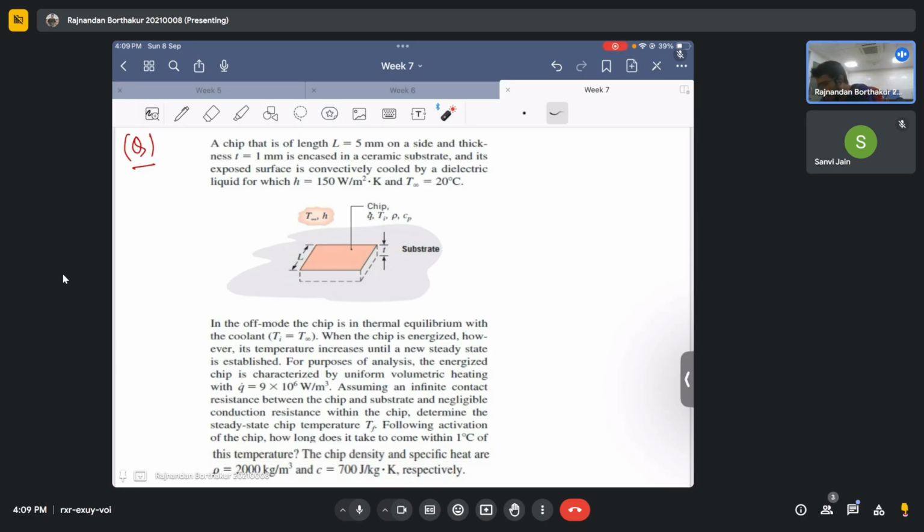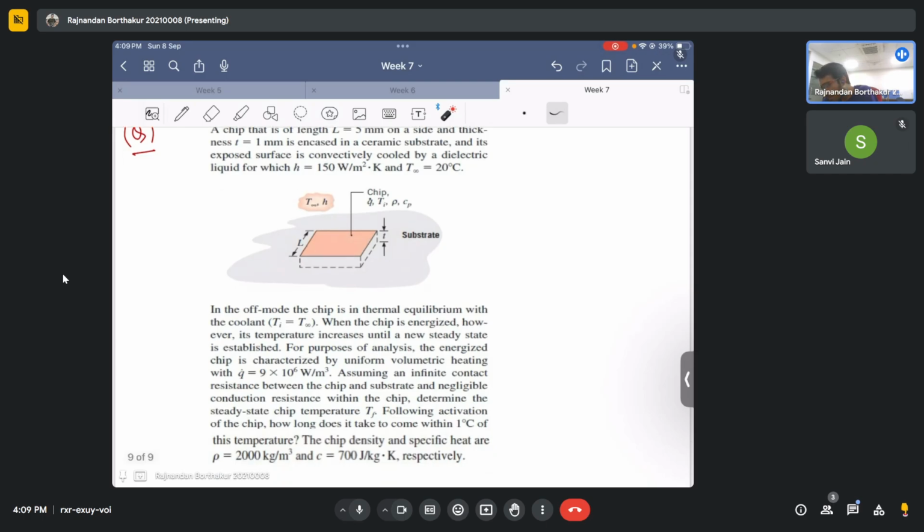It says that a chip of length 5 mm on a side and thickness 1 mm is encased in a ceramic substrate, and its exposed surface is convectively cooled by a dielectric liquid of some h and some T infinity. So we have a chip, let's say a semiconductor chip, inside a substrate, and its exposed area, which is the shaded area, is exposed to a fluid having a temperature T infinity with a heat transfer coefficient h. Both of these things are known.